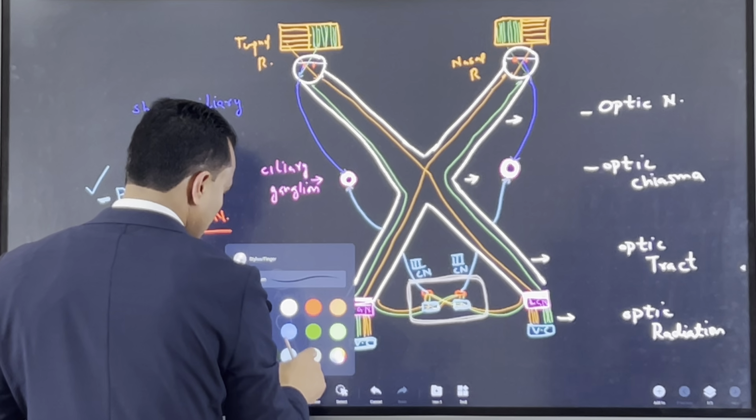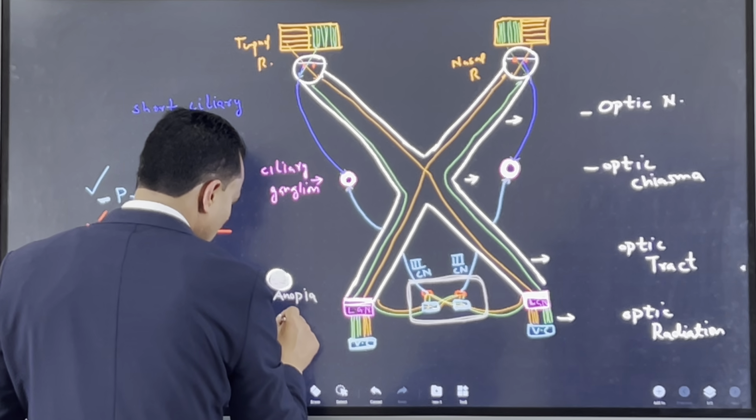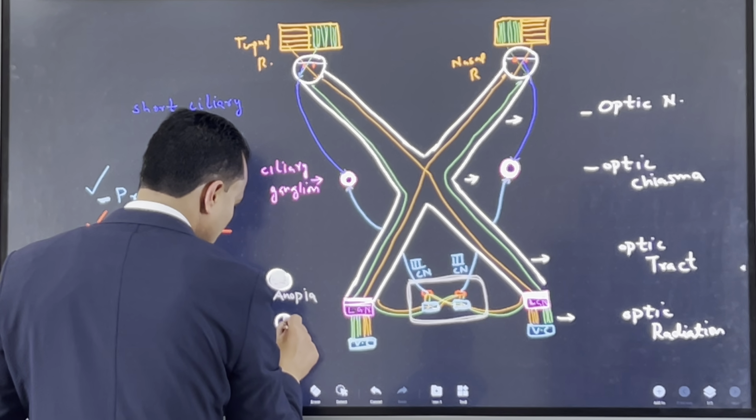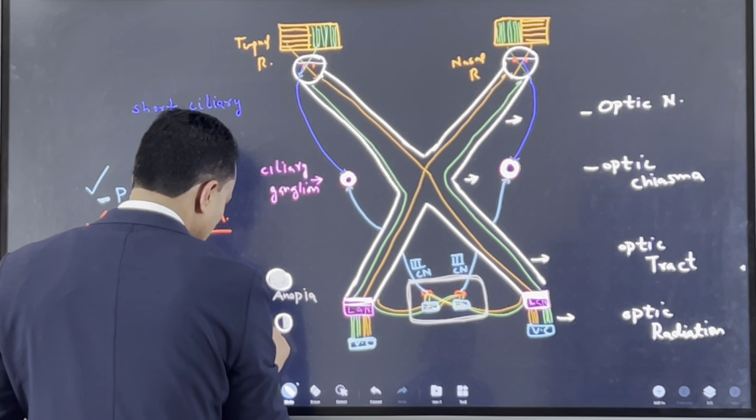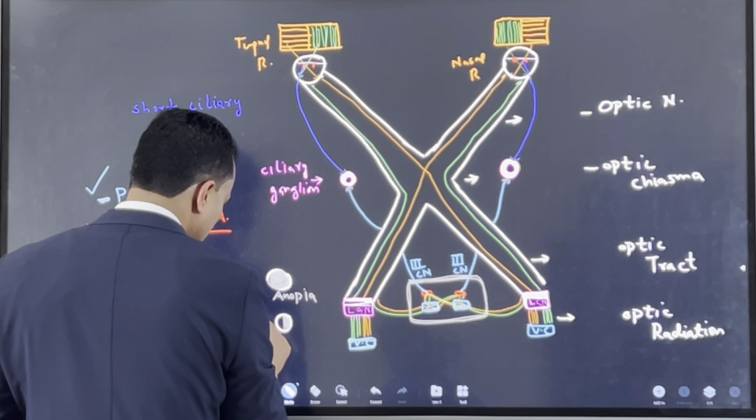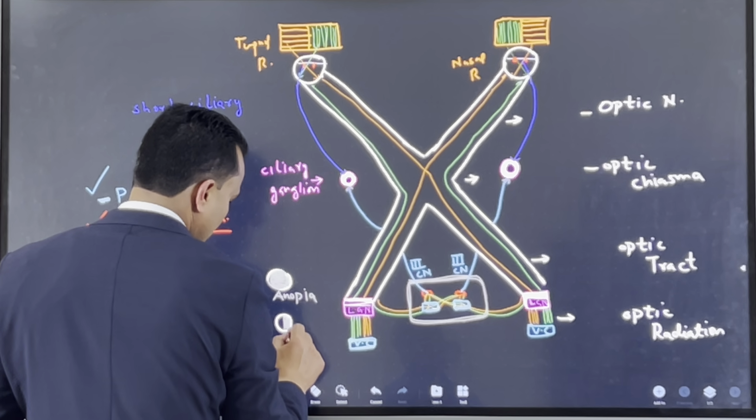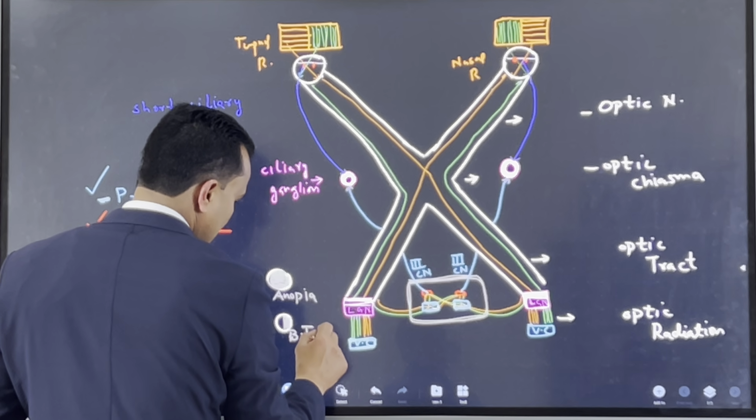Bitemporal hemianopia. Bitemporal, both sided temporal. So this is called bitemporal hemianopia.